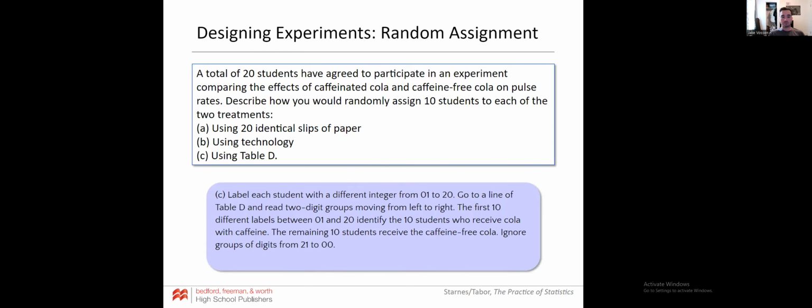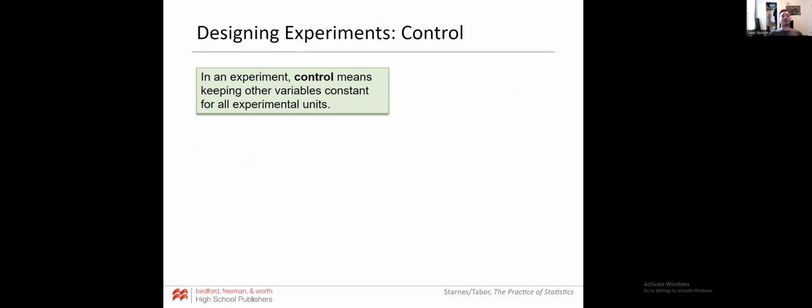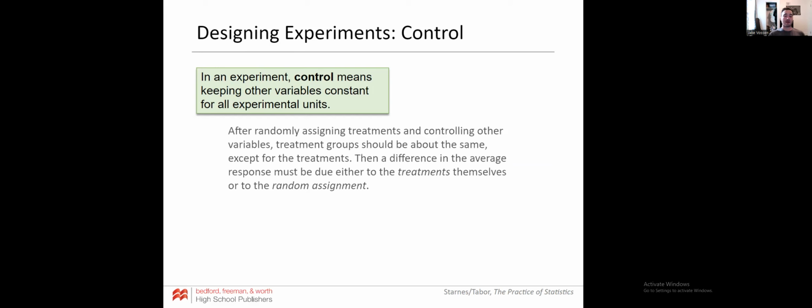Pretty straightforward. Easy enough. Randomly assigned. Okay. An experiment control means keeping other variables constant for all experimental units. So we have some things that we need to keep consistent, right, or constant. After randomly assigning treatments and controlling other variables, treatment groups should be about the same, except for the treatment.